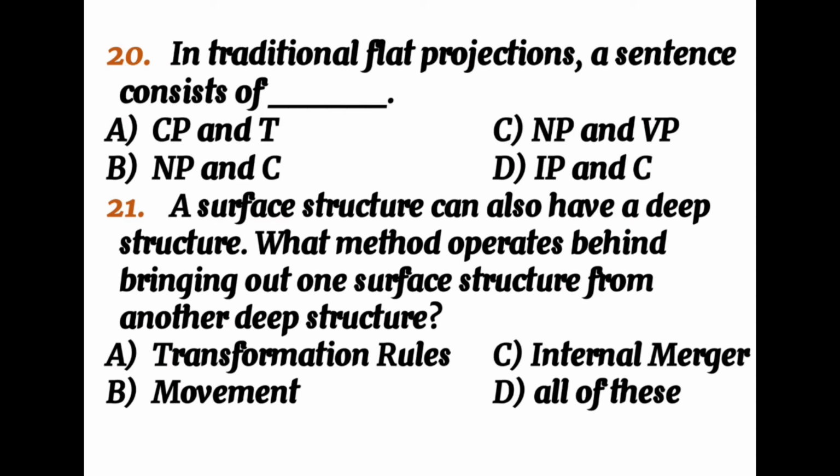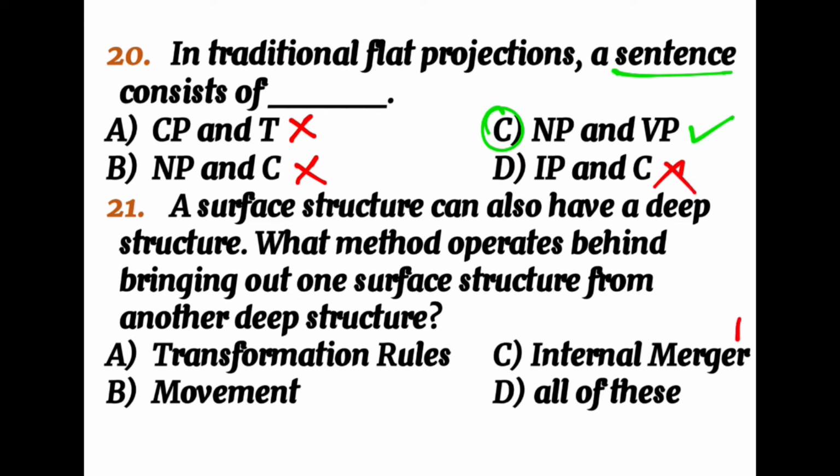In traditional flat projection, a sentence consists of what? I will not tell you because this is the very question. What two constituents are there in a sentence? Complementizer phrase and tense? No, because this is something used by X bar structure. Noun phrase and complement? No again. Noun phrase and verb phrase, this is the correct option in fact. And IP, inflection phrase, and complement, again this is not the correct option.